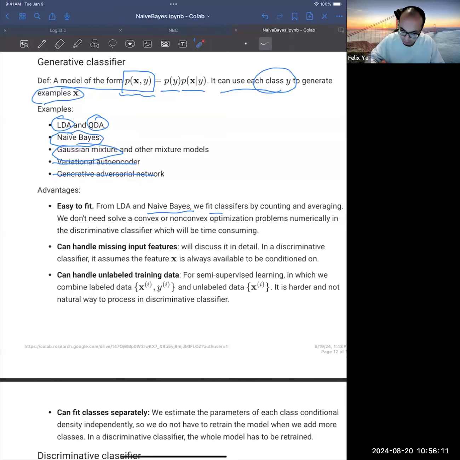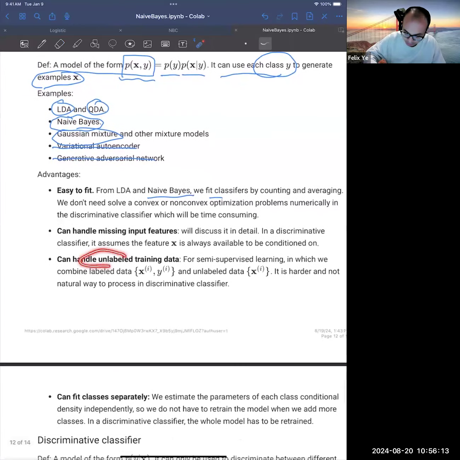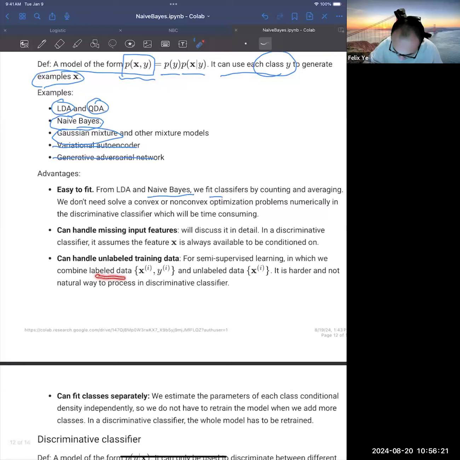And also, the generative classifier can handle unlabeled training data well. For example, you have some data that is labeled, and some data that is not labeled. That is not natural, or very hard to process, in the discriminative classifier. So this setting is called semi-supervised learning. Semi-supervised learning is something I didn't talk about, but in practice it is very, very popular. You will see this kind of situation all the time.